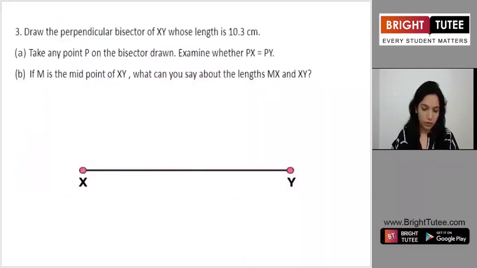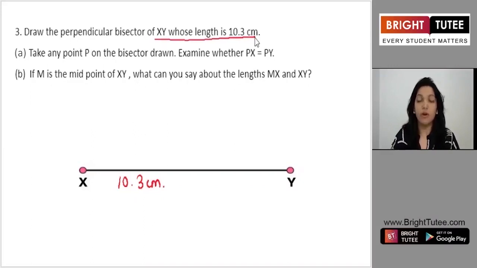Moving ahead to the third question, it says draw the perpendicular bisector of XY whose length is 10.3. So first of all, you draw this kind of a line XY, name the endpoints X and Y, and this particular length is 10.3 centimeters. The first step is to draw a line segment XY of length 10.3 centimeters. Make sure you draw a straight line XY of 10.3 in length. I hope you have written and drawn the line as well.